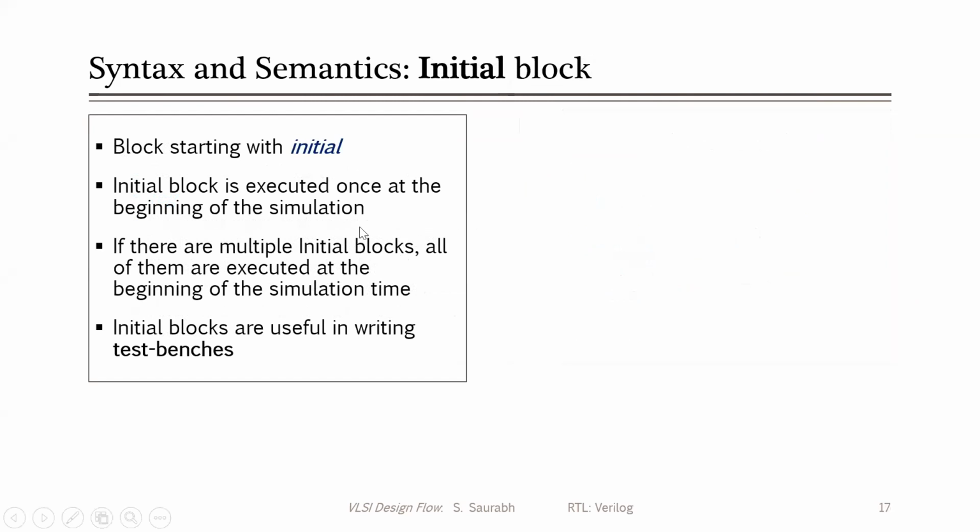Now there are two types of block. One is the initial block and the other is an always block. These are used in modeling design in Verilog. Blocks starting with initial are executed once at the beginning of the simulation. If there are multiple initial blocks, all of them are executed at the beginning of the simulation time.